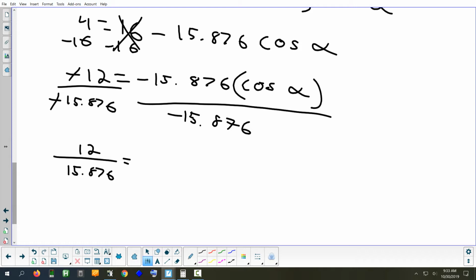What happens on the right-hand side? Okay. The 15s cancel in the next step. What else cancels with the 15? The negative. So you could either say the negative 15 cancels or the 15 and the negative both cancel out.